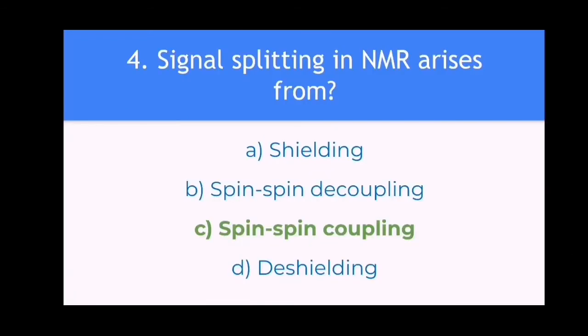Next is, signal splitting in NMR arises from A. Shielding, B. Spin-spin decoupling, C. Spin-spin coupling, D. De-shielding. The correct answer is C. Spin-spin coupling.